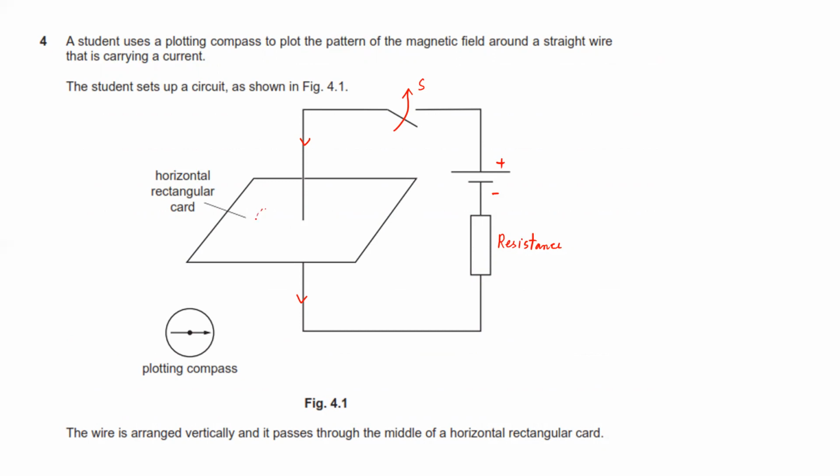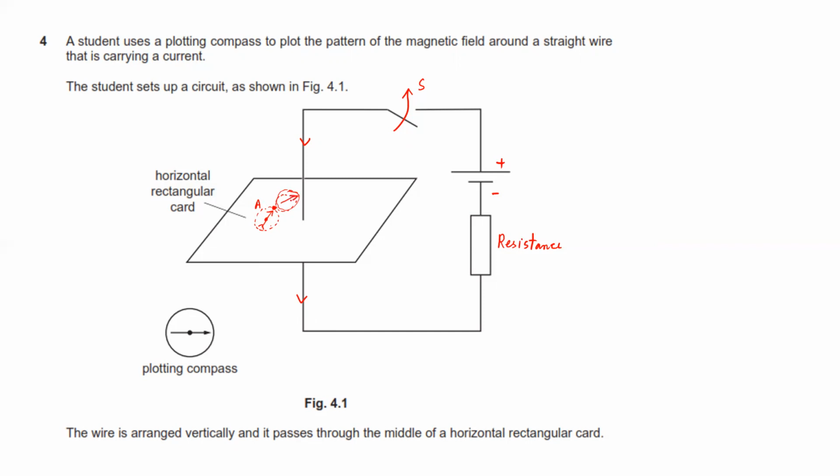So what we can do is bring the plotting compass near this, and this plotting compass will look something like this. Mark the position where the needle is pointing. First of all, this needle is A, the end of your plotting needle. Mark this as A, and then move the plotting compass to this location, one step ahead. See what will happen.